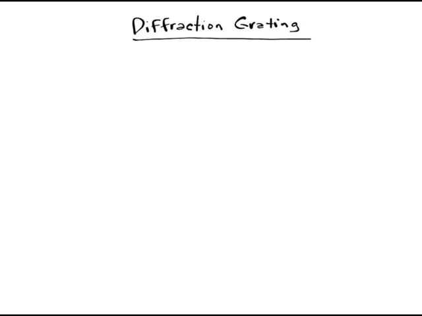What you need to know is that the sine of the angle for these maxima is equal to the order number times the wavelength over d. This d is also the slit spacing.